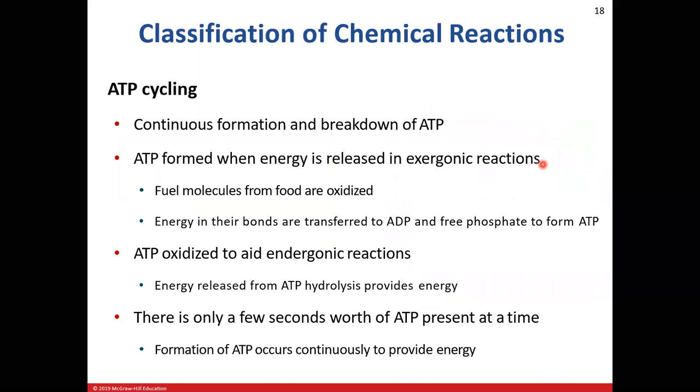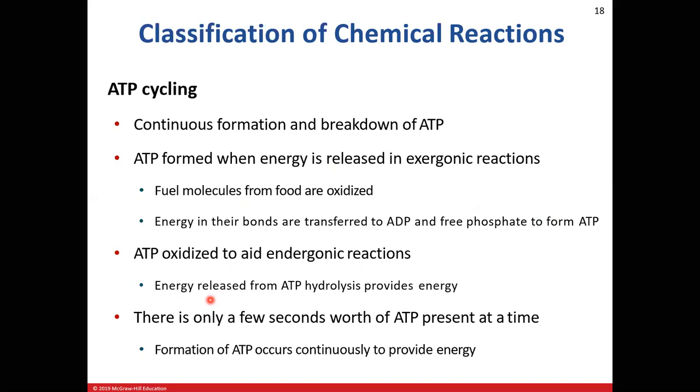So as we continue with our chemical reactions and look at ATP cycling, ATP cycling is this continuous formation and breakdown of ATP. So ATP is going to be formed when energy is released in our exergonic reactions, okay? So the fuel molecules from food are then oxidized, and the energy in their bonds is transferred to ADP and free phosphate to form ATP. The ATP is then oxidized to aid endergonic reactions. Energy is released from ATP hydrolysis, and this provides us the energy.